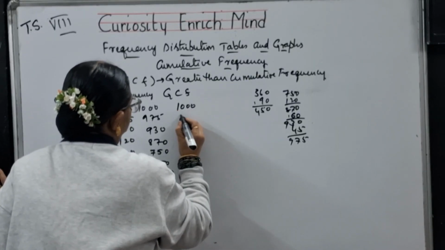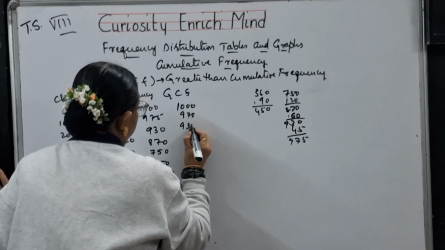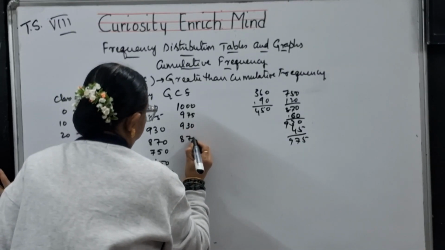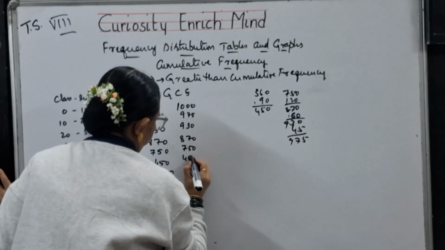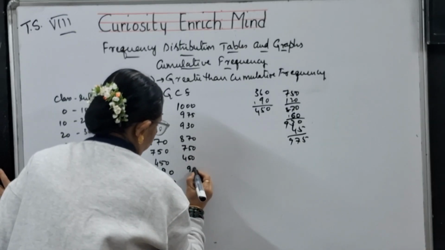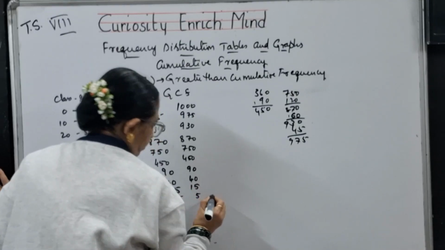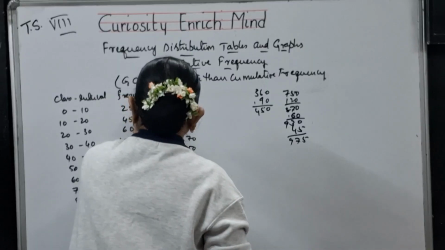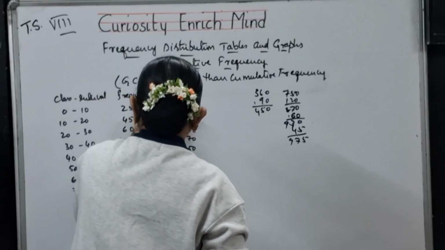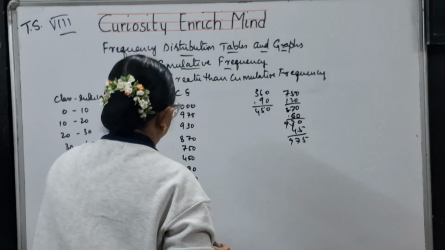I'll write it here, children: 1000, 975, 930, 870, 750, 450, 90, 40, 15, 5. I'm just rubbing this, children. It is in a crooked way that I got the numbers. I hope I am clear, children.